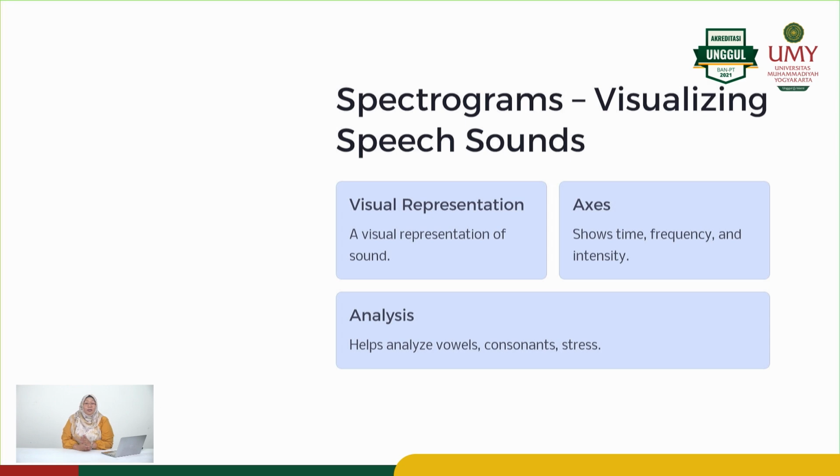Okay, one way linguists study speech sounds is through a spectrogram. This is like a fingerprint for sound. The x-axis represents time, while the y-axis represents frequency, and the intensity or color shows how strong the sound is. By looking at spectrograms, we can study differences between vowels and consonants, identify accents, and even recognize emotions in speech.